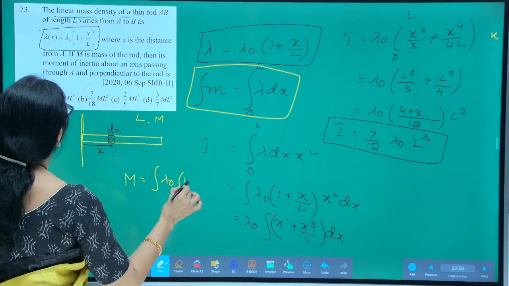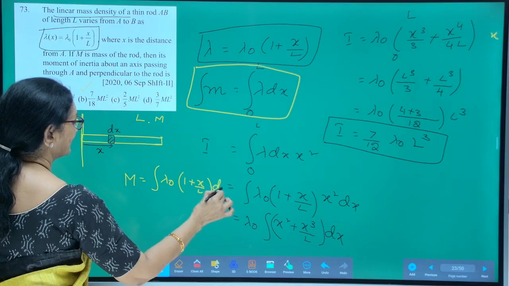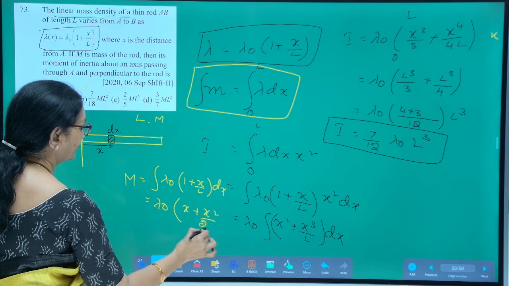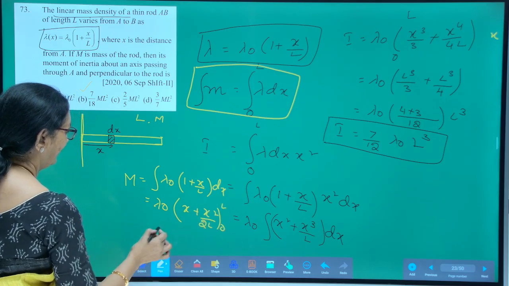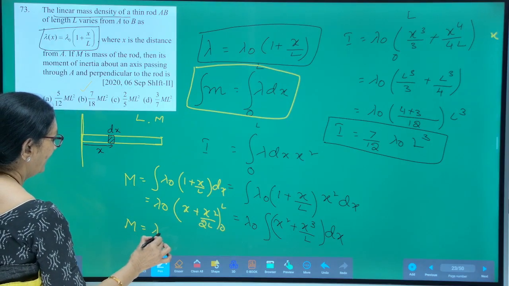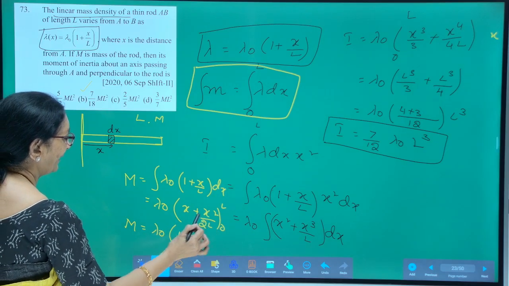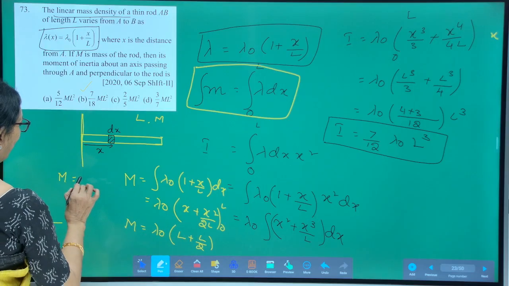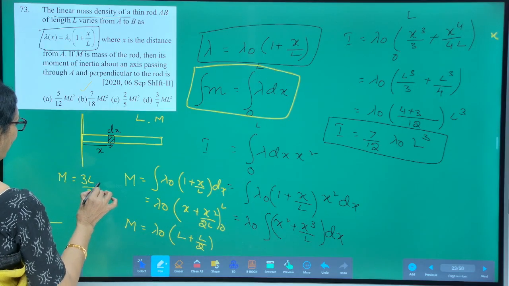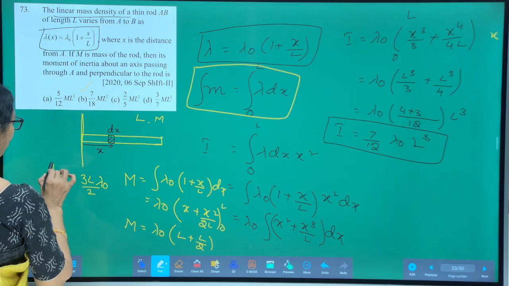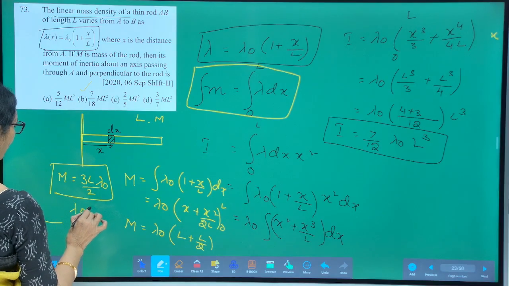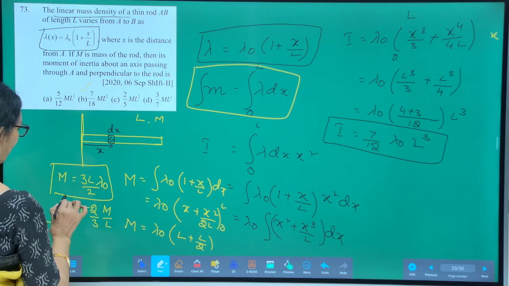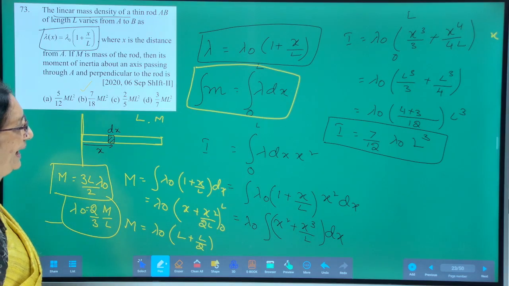Lambda naught into 1 plus x by L dx. So, lambda naught into x plus x square by 2 L, from 0 to L. If you substitute, m is equal to lambda naught into L plus L square by 2L, meaning m is equal to L plus L by 2, which is 3L by 2, into lambda naught, from which lambda naught is equal to 2 by 3 m by L.